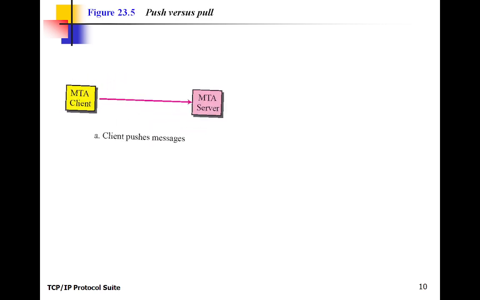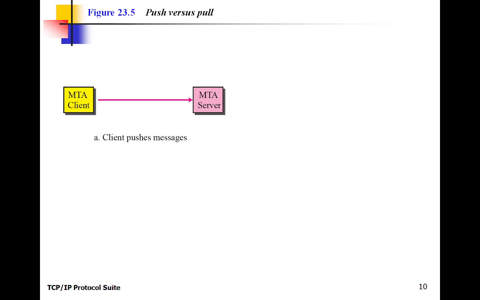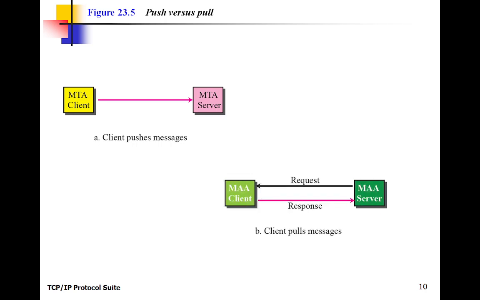Then the next one is push versus pull. Push means the client pushes the mail information to the server. Pull means your client pulls the information from the server. So push means pushing the request, pull means pulling the response. That's all.